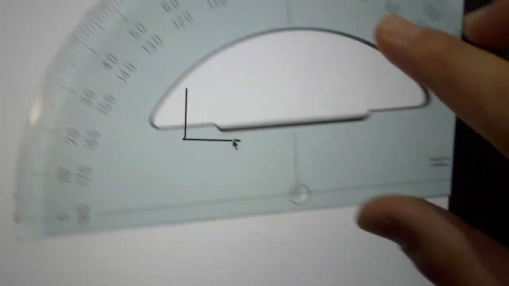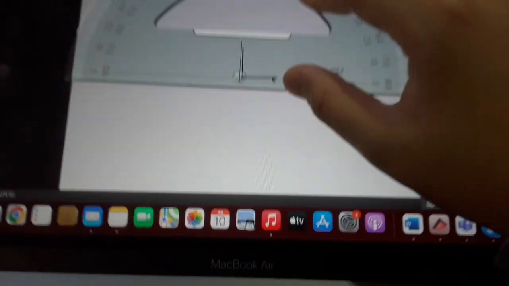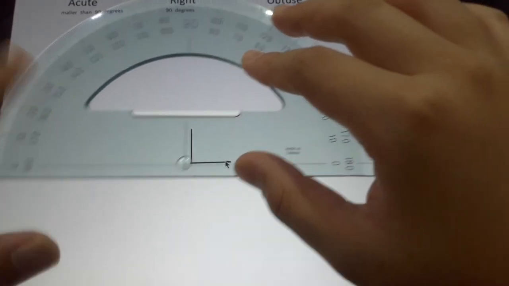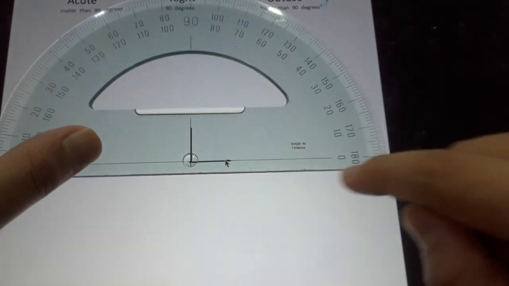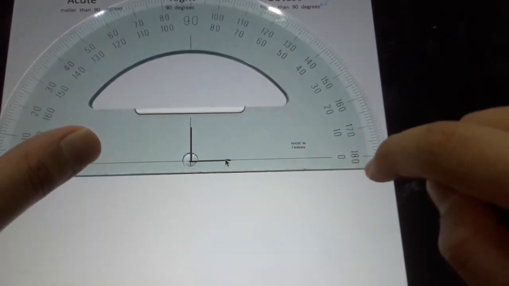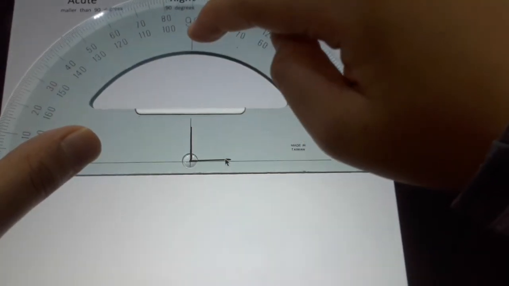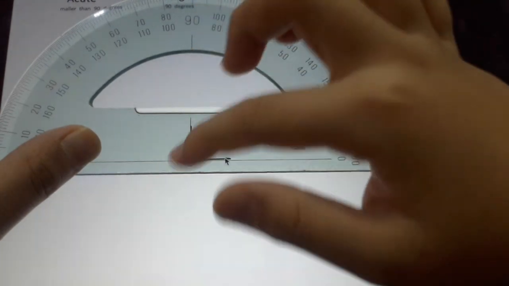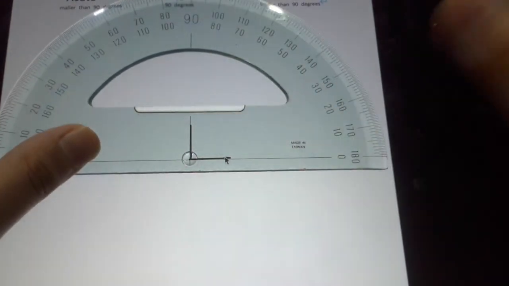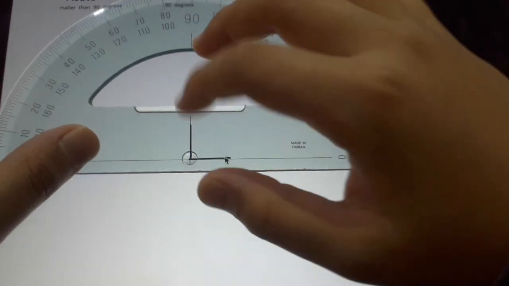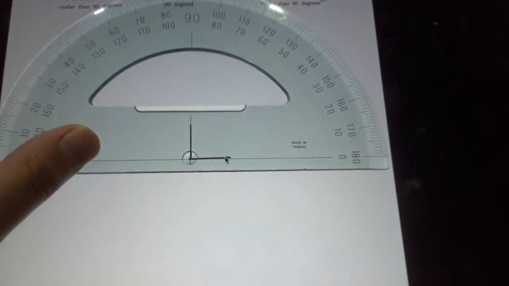We can use a protractor like this. So you put the last part up here, the middle of the circle, and then line it up with 180 degrees, and that is 90 degrees. And if you want to see the measurement of an angle, you just look up. That line is just pointing.